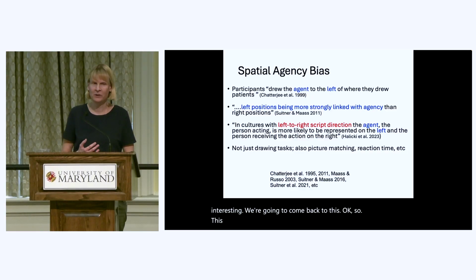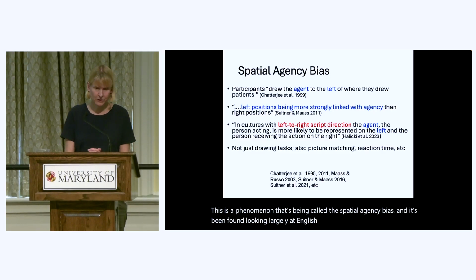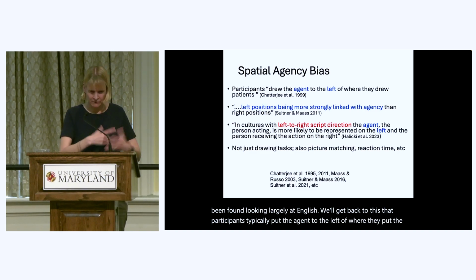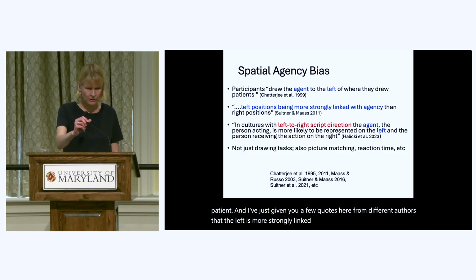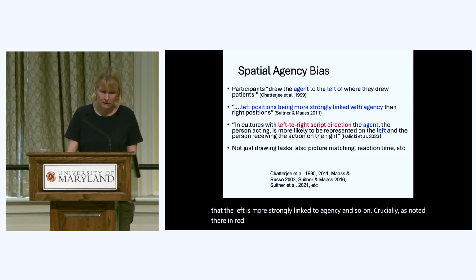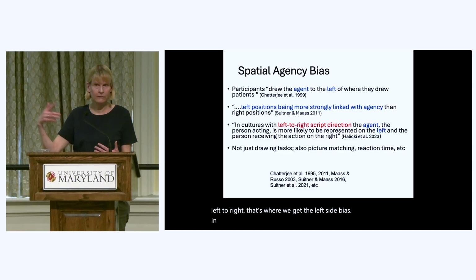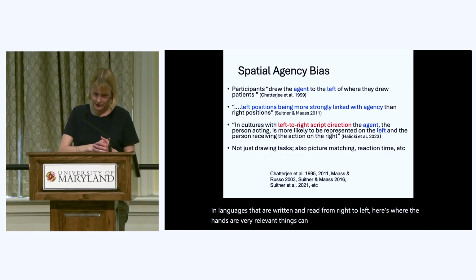Okay, so this is the phenomenon that's being called the spatial agency bias, and it's been found looking largely at English, and we'll come back to this, that participants typically put the agent to the left of where they put the patient. And I've just given you a few quotes here from different authors, that the left is more strongly linked to agency and so on. Crucially, as noted there in red, this holds in languages where the script is written left to right. That's where we get the left side bias. In languages that are written and read from right to left, here's where the hands that I saw are very relevant, things can go in the other direction.